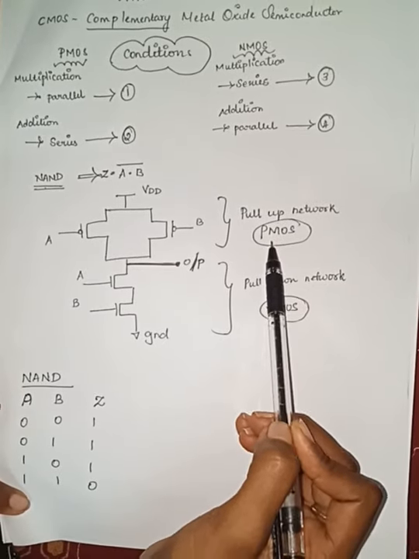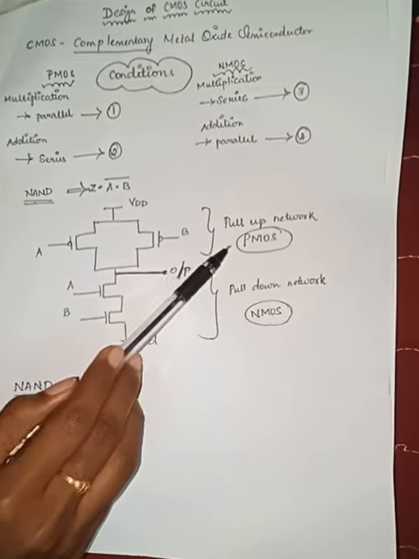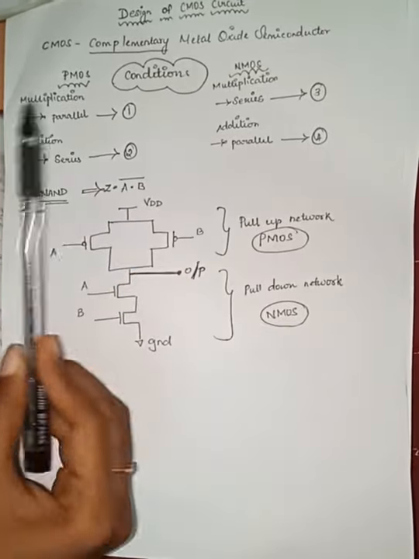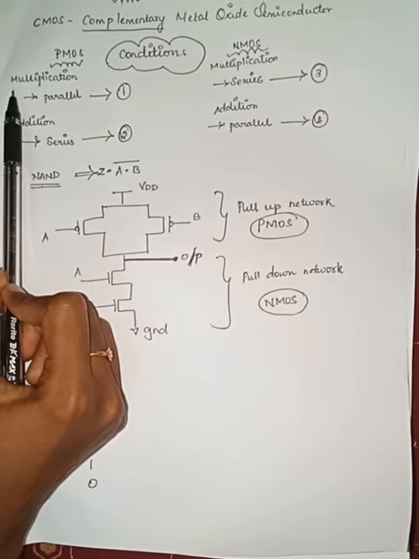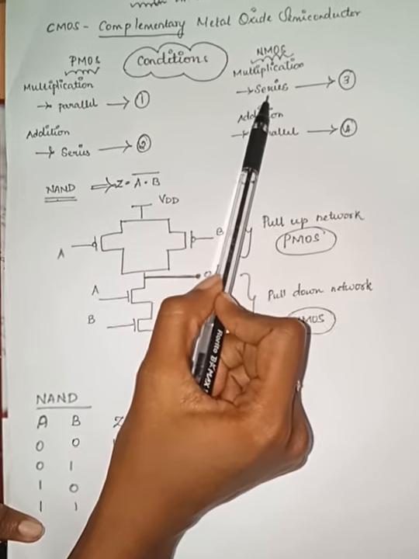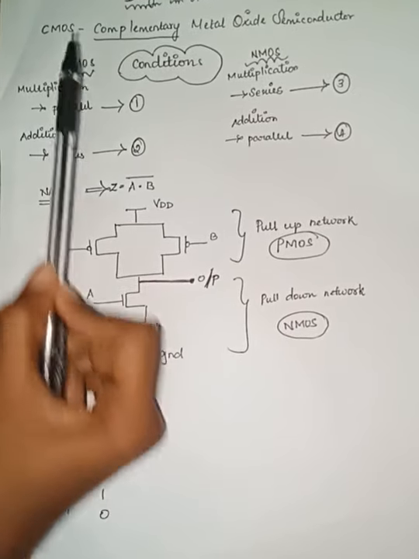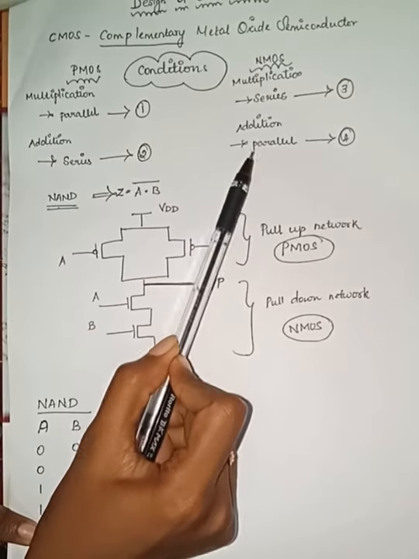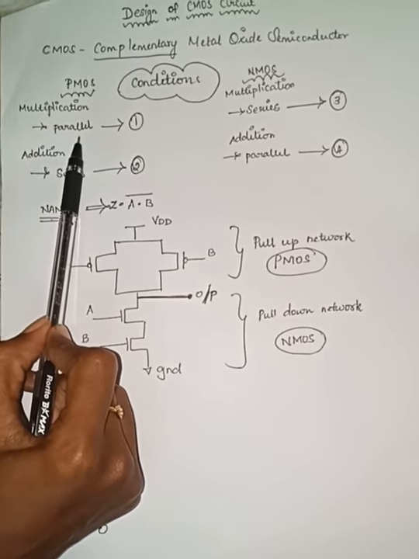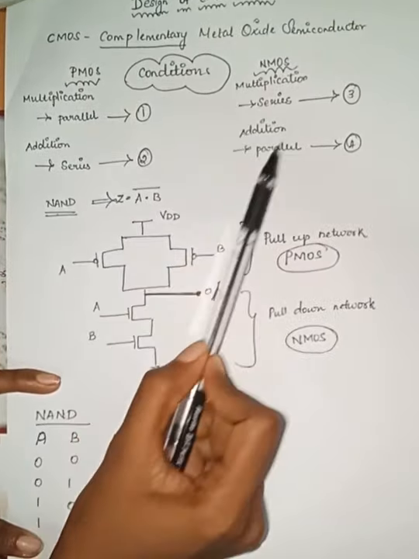Now, as PMOS is used in the pull-up network and NMOS is used in the pull-down network, CMOS is a combination of PMOS and NMOS circuits. We have four basic conditions for designing the CMOS circuit. First condition: when the Boolean expression is in multiplication format, PMOS is used in parallel connection and NMOS is used in series connection. And when the Boolean expression is given in addition format, PMOS is used in series connection and NMOS is used in parallel connection. So these are the four basic connections. For multiplication, PMOS is connected in parallel and NMOS in series. For addition, PMOS is connected in series and NMOS in parallel.